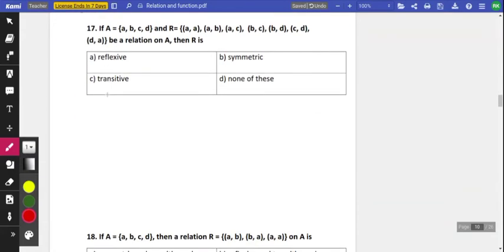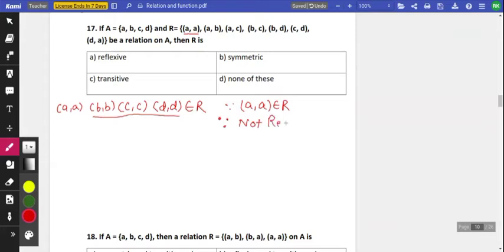Again in this question you have to check whether the given relation is reflexive, symmetric or transitive. For the given relation to be reflexive, A comma A, B comma B, C comma C and D comma D must belong to relation R. Only A comma A belongs to relation R, and B comma B, C comma C and D comma D do not belong to relation R. Therefore, the given relation is not reflexive. The given relation is reflexive if all four ordered pairs belong to relation R.